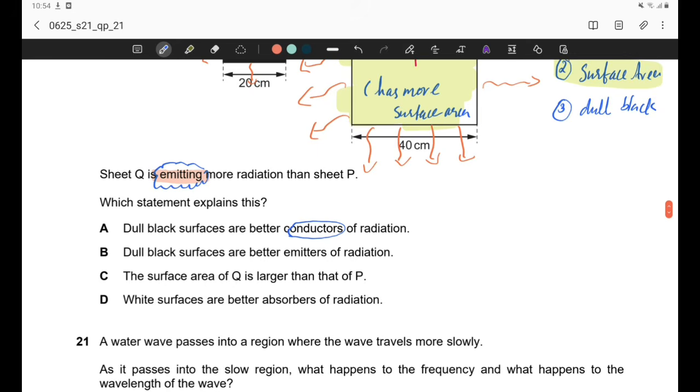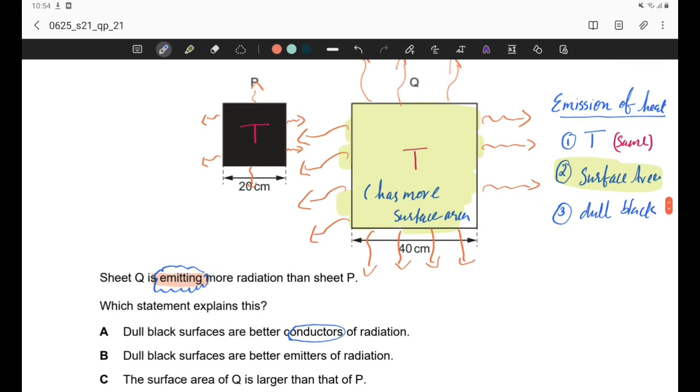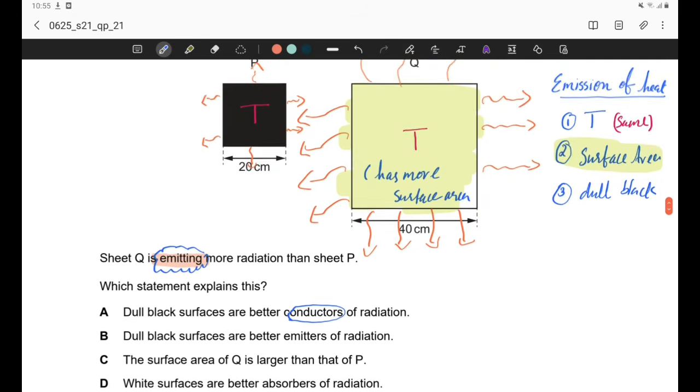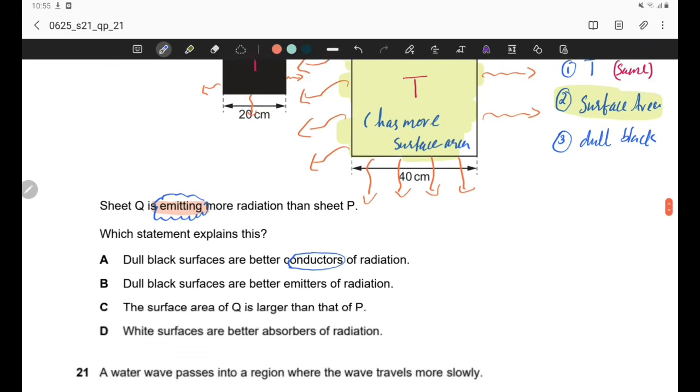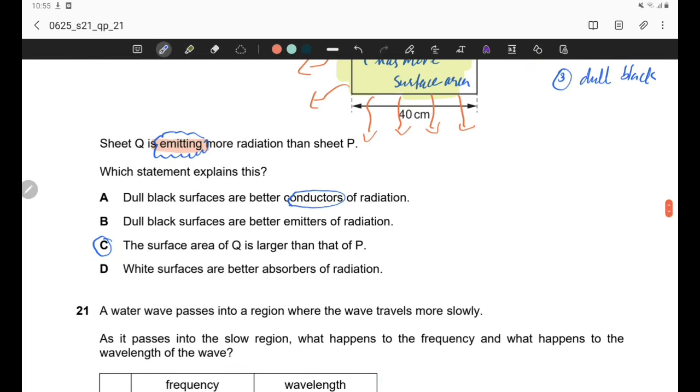Option C says the surface area of Q is larger than P. Yes, that is correct. We can see the surface area of Q is very much greater than P, and we already discussed that when the surface area is more, emission will be more. So definitely that is the reason why Q emits more radiation in this example. So the correct answer is option C. Option D says white surfaces are better absorbers of radiation. Again here they are mentioning absorption, not emission, but we need an explanation for why Q emits more. So the correct answer is only option C.